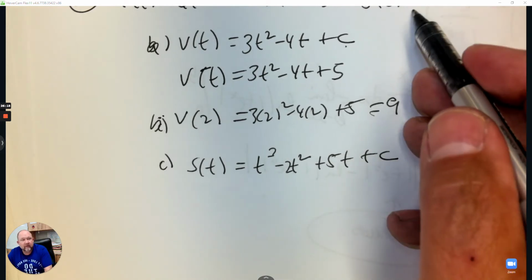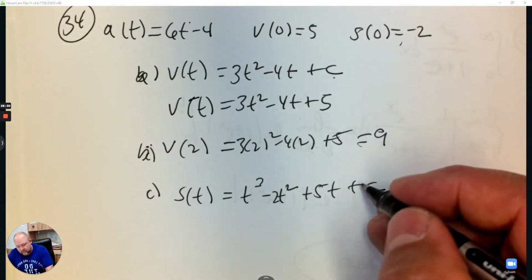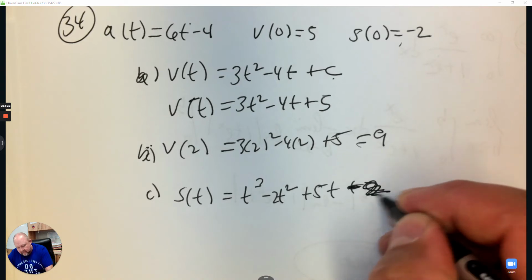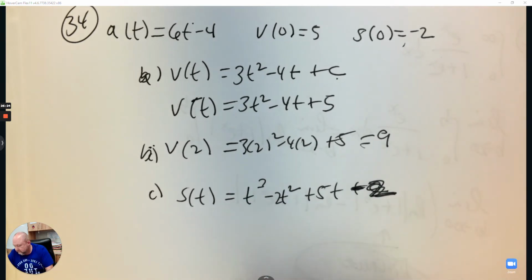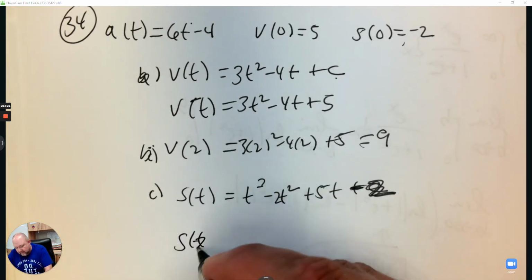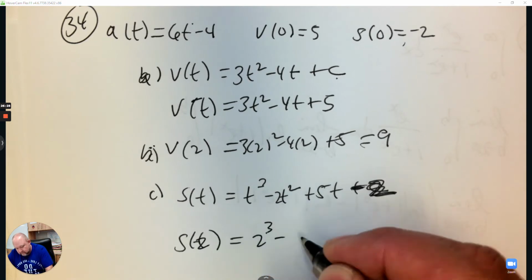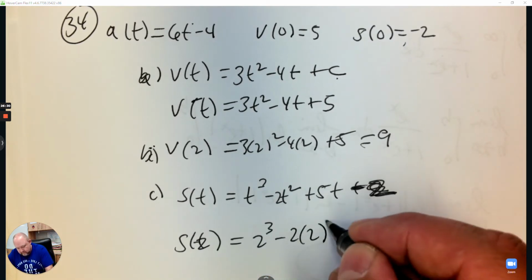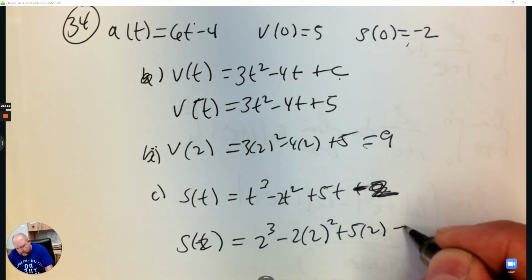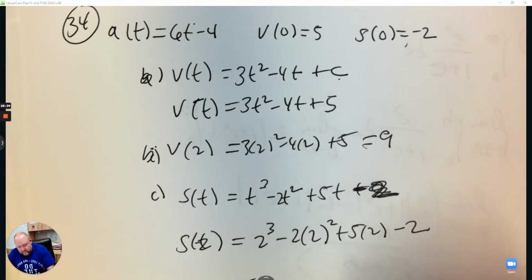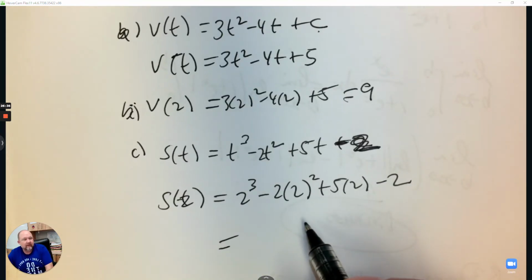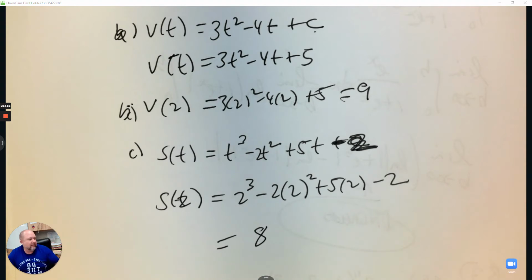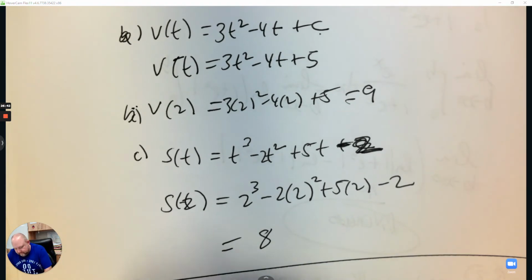And again, the initial position is -2. So C, when you plug in 0, the answer is going to be -2. And then what's the position at 2? So 10 take away 2, so the position's 8. 35.